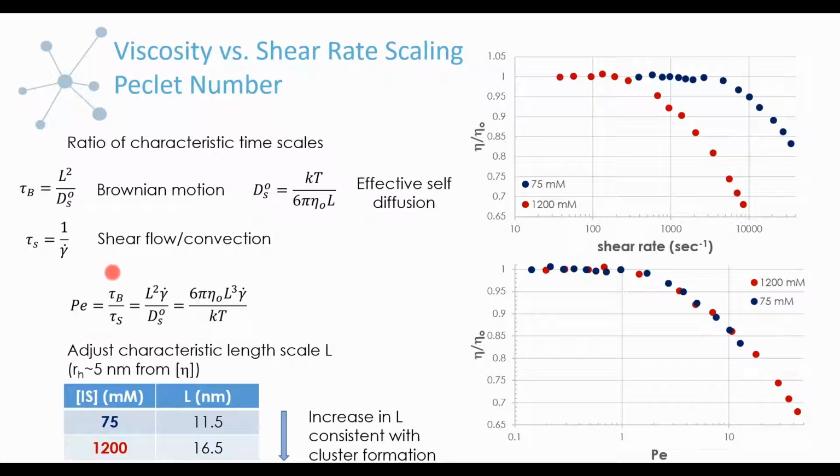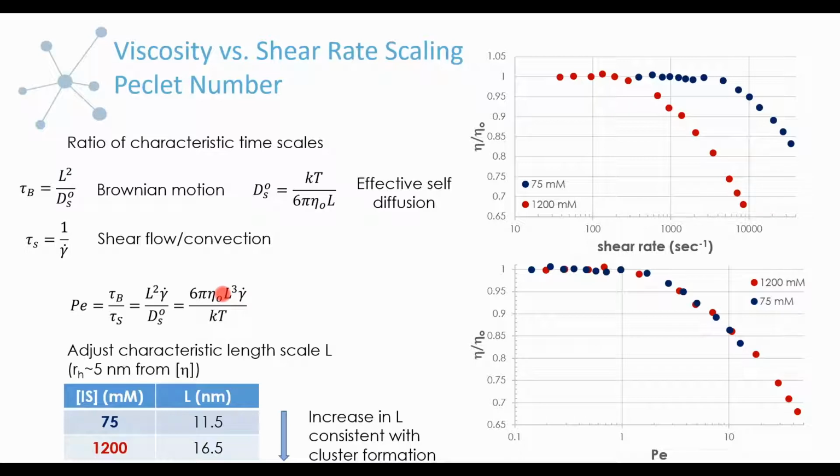And so just to repeat myself, when the Peclet number is very small, this means that the Brownian motion time scale is much faster. The Brownian motion is much faster than the flow field, and so it can respond, and it can resist the deformation and maintain the equilibrium state. But then as the Peclet number gets higher, then the shear flow starts to overtake this, and the shear thinning onset occurs.